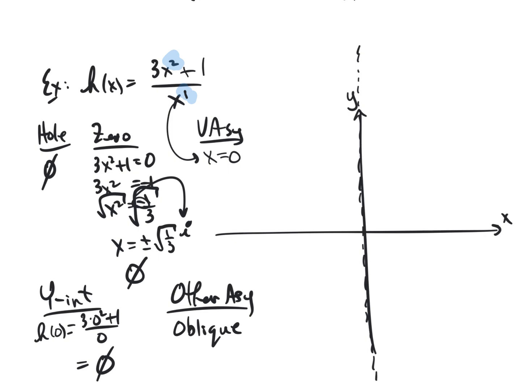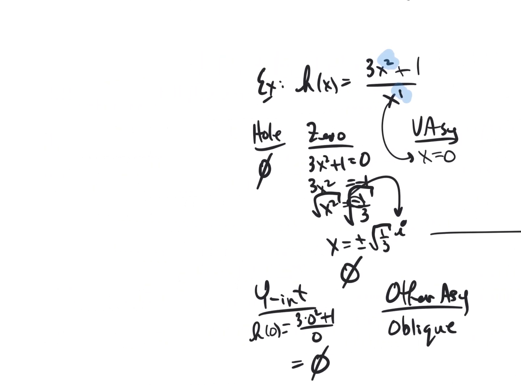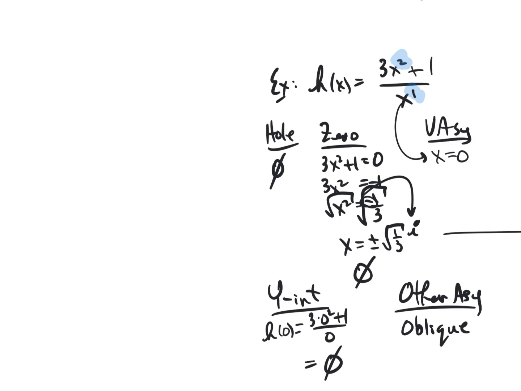And to figure out actually what it is, we have to scooch over to the side, and we have to do a division problem. We have to take the numerator and divide by the denominator. Notice I had to put in a missing term into the numerator. I had to put in a 0x to the first.